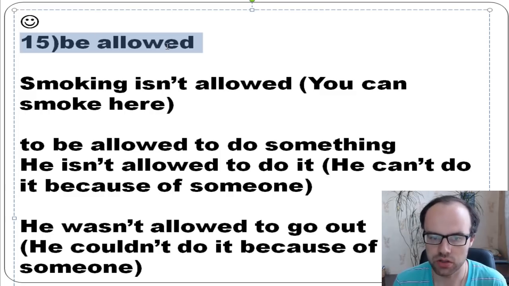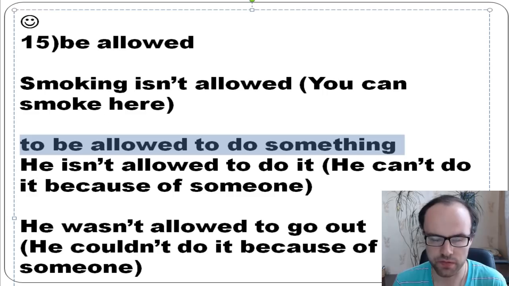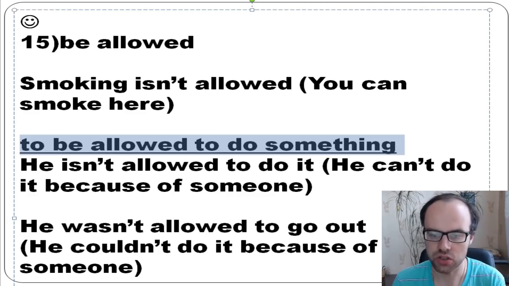So be allowed. Smoking isn't allowed. You can't smoke here. To be allowed to do something. He isn't allowed to do it. He can't do it because of someone. He wasn't allowed to go out. He couldn't do it because of someone.